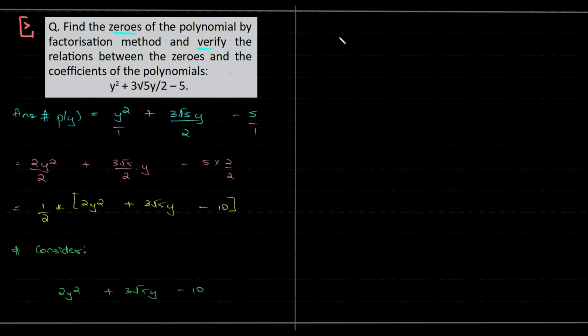So what is that we are looking at? We are looking at two numbers which when multiplied should give me minus 20, because minus 10 into 2 is minus 20, and when added should give me the middle term, that is 3 root 5, not minus, plus 3 root 5, right? So what are those two numbers is the question. This is how you factorize something, right guys?